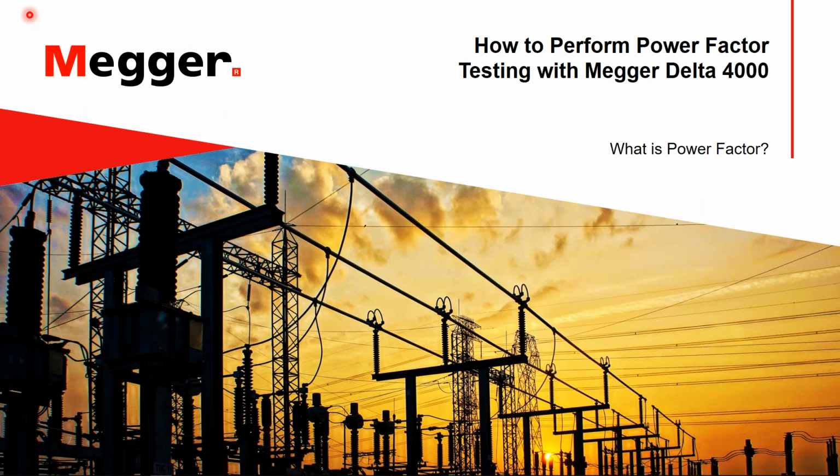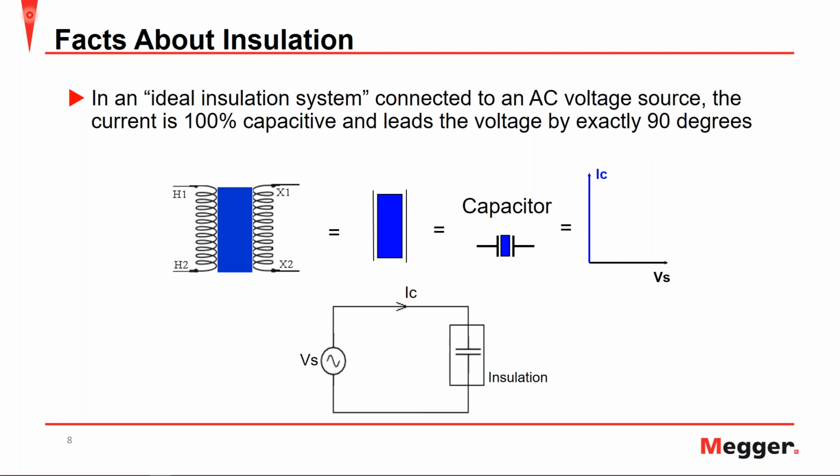Let's get started with what is power factor. Now, when we talk about an ideal insulation system, we have in the diagram here a conductor for our high side and a conductor for our low side, separated by the bulk insulation in between. We could look at that as 2 conductors separated by a dielectric, and we all know that that's the same as a capacitor. And for an ideal system, when an AC voltage source is applied, the current is 100% capacitive and leads the voltage by 90 degrees, as seen here.